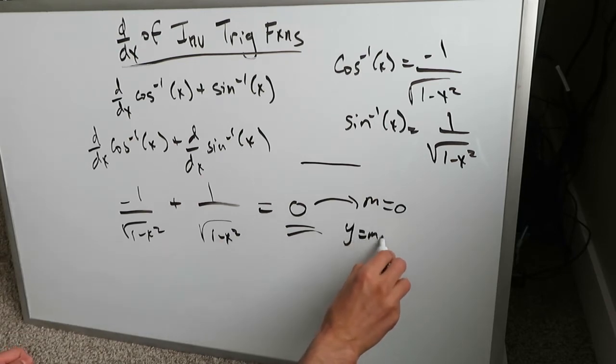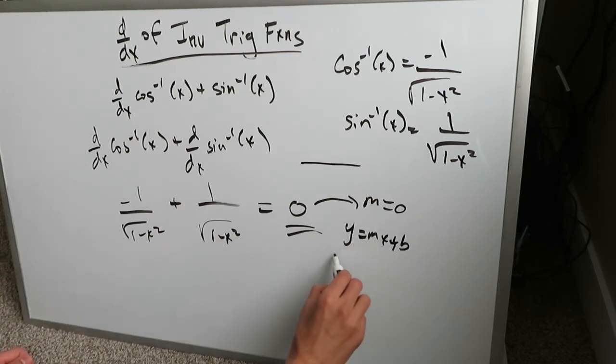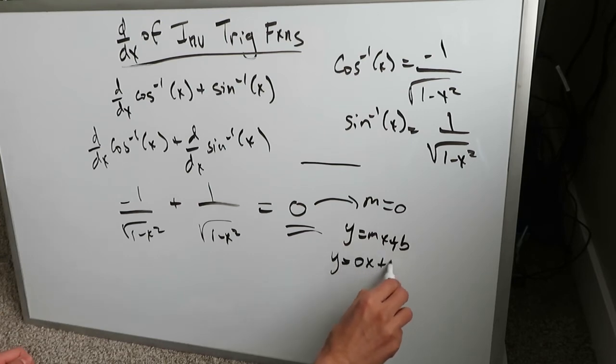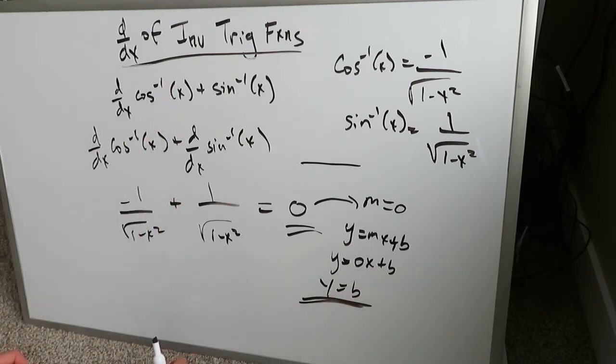Y is equal to mx plus b, right? The tangent line would have the equation y is equal to 0x plus b, which tells you that y is equal to b. Most likely your tangent line to a specific point on this curve will be just a horizontal line at that specific point.